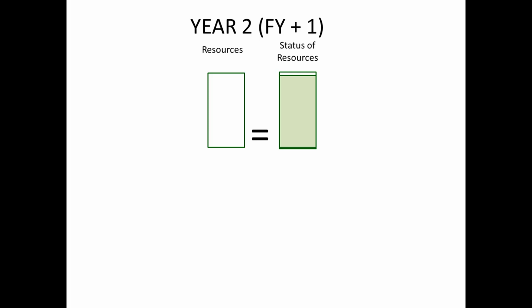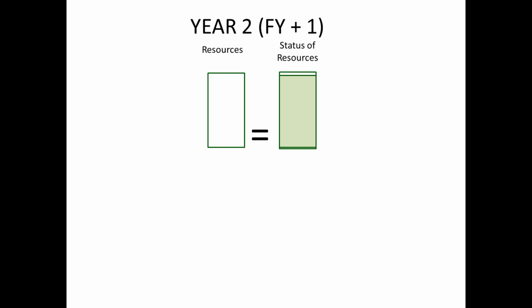It's important to remember that our accounting equation stays the same in year 2. Resources still equal status of resources. The paid obligations of year 1 are deducted from both sides of the equation, the resources and the status of resources, thereby maintaining the equation in year 2.